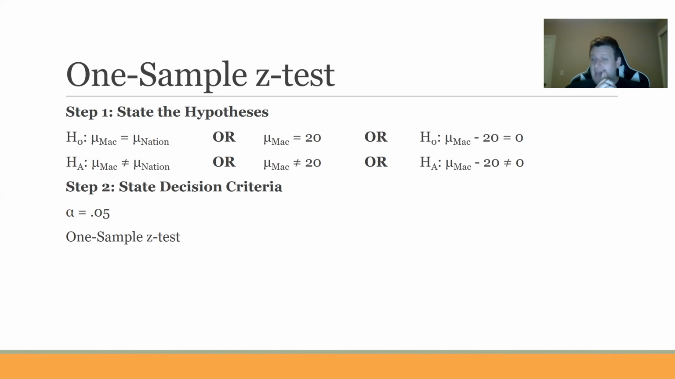All right, what kind of test are we doing? We've already mentioned we're doing a one sample z-test because we're comparing a sample mean to a population mean. We have the population variance. It is one sample z-test time. Are we doing a one-tailed test or a two-tailed test? Well, it turns out we're doing a two-tailed test. So what is our criterion? So when are we going to reject the null hypothesis, and when are we going to retain the null hypothesis?